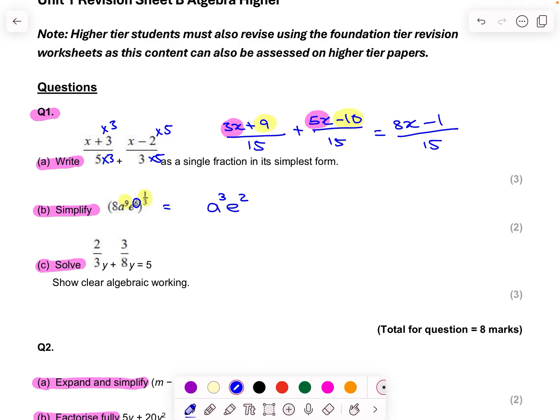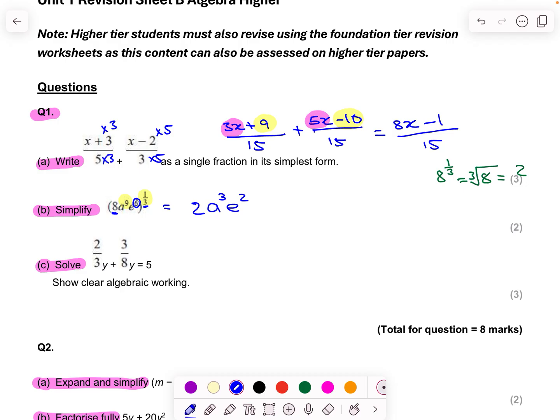The bit that a lot of people find tricky is that I've got to do 8 to the power of a third. Okay, I'm going to do this in a different colour over here. Right, 8 to the power of a third. We learnt that to the power of a third is the cube root of a number. So it's the cube root of 8, which is 2. And so that makes our final answer 2a to the power of 3, e to the power of 2. And you would have got 1 mark for getting the a to the power of 3 and e to the power of 2. But for the full 2 marks, you needed to get the 2 there.